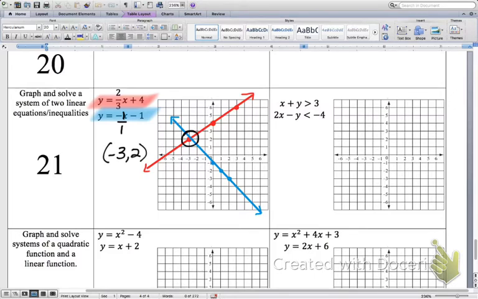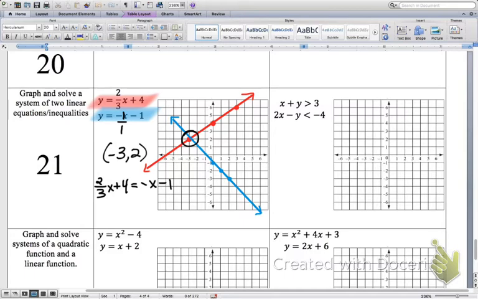We can also solve this algebraically by setting them equal to each other. So we could do 2/3 x plus 4 is equal to -x minus 1. But actually graphing in this case is easier because then we don't have to worry about adding or subtracting with fractions. Our second example are inequalities.